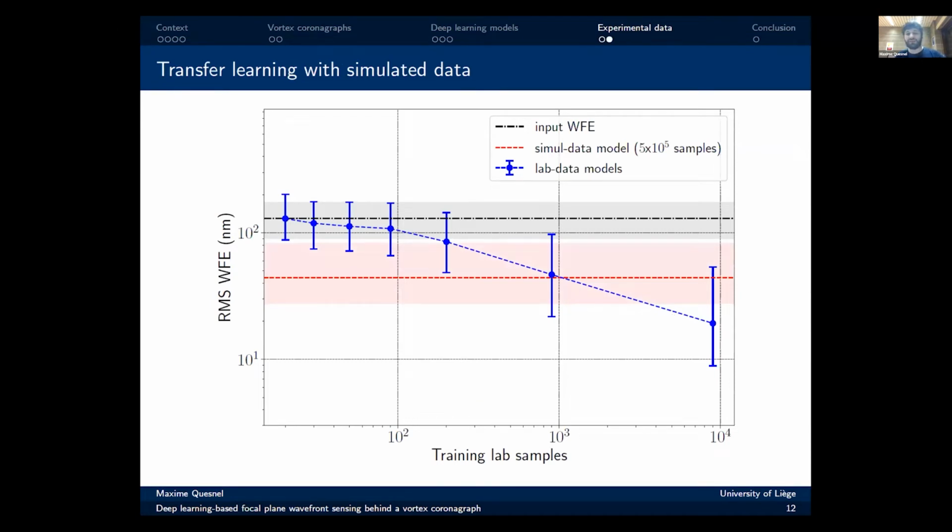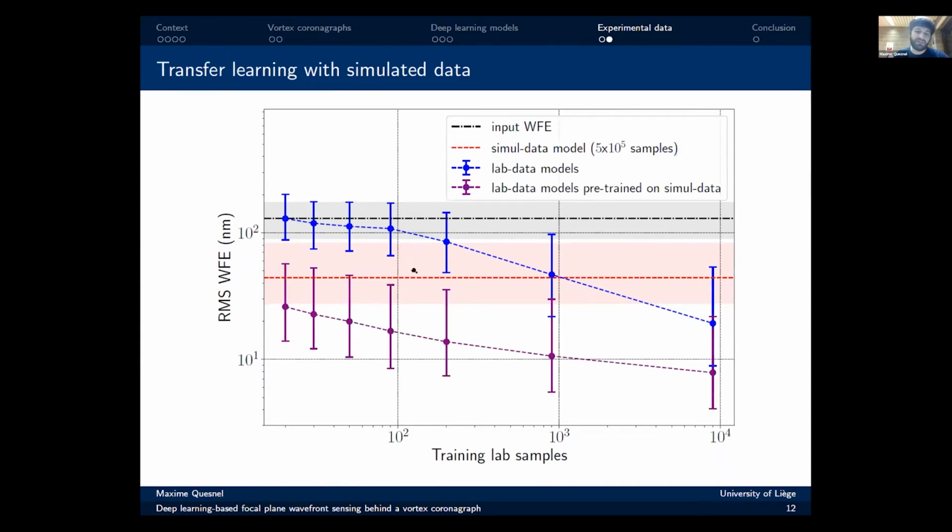For example, here I train a model using a very large amount of simulated data, and I evaluate on the experimental data I get. You have some correction, but not that much. The idea would be to combine the two, which is to pre-train our model using the red one, and then fine-tune the model in a second step using the in-lab data. In this case, we have a very strong improvement, especially if we don't have a lot of experimental data.